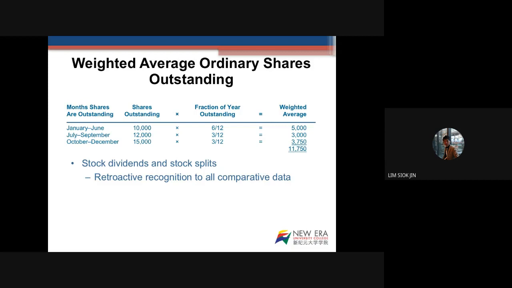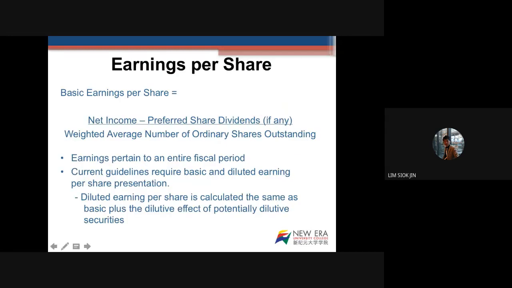Alright. And July to September, these 3 months, they have 12,000 shares. They cut into 12,000 slices. And from October to December, they have 15,000 slices of pizza. So you want to find the average number of shares in the year. So you find how many months in the year times the number of shares at that time. So this is how you find the weighted average ordinary shares.